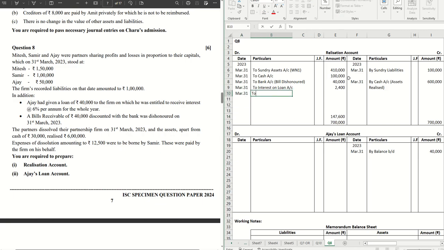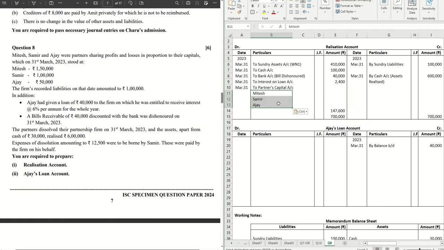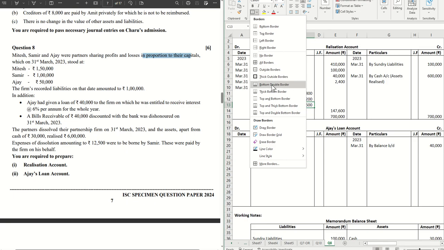So that will be transferred to partner's capital account. Transfer to all the three partners, which is Mitesh, Samir and Ajay, in the ratio of their capital, which is given here in the question. So that should be 3:2:1, that is 3/6, 2/6 and 1/6. This becomes our share of profit. So realization account is complete.